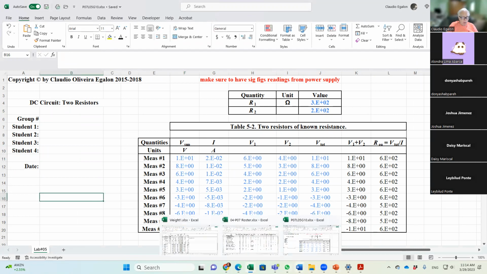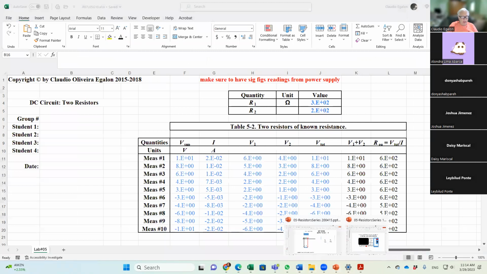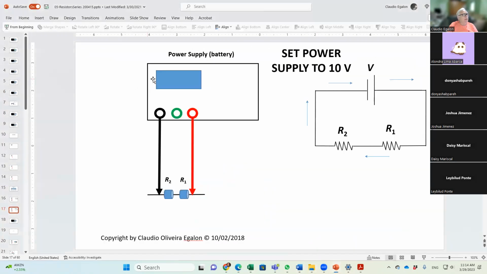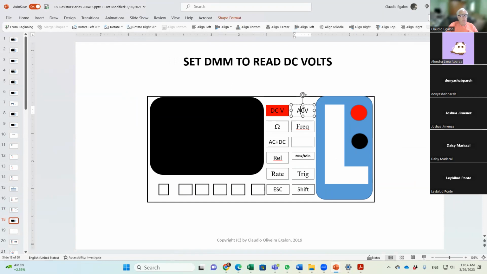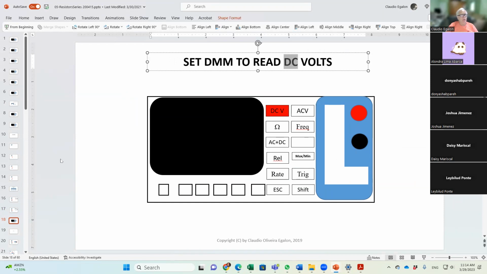The power supply is a device that has a multimeter inside it, so it's going to show 10 volts on the screen for you. Now we're going to get the ammeter, the digital multimeter, and set it to read volts. But it's not AC volts, it is DC volts. Every ammeter has those options.